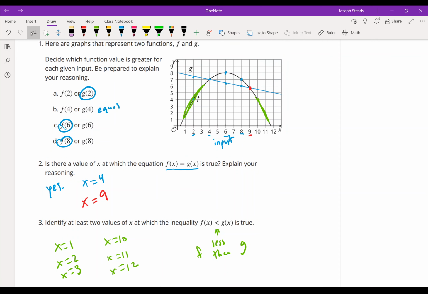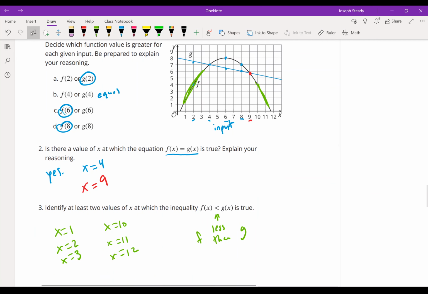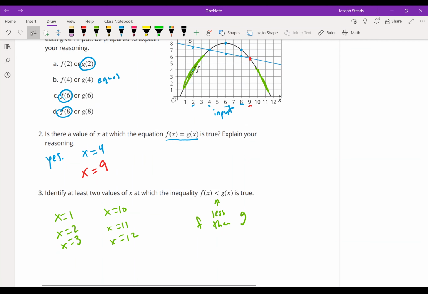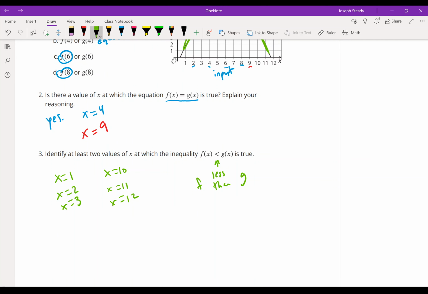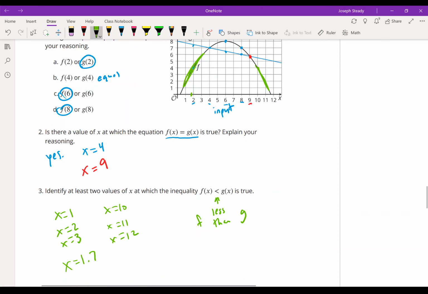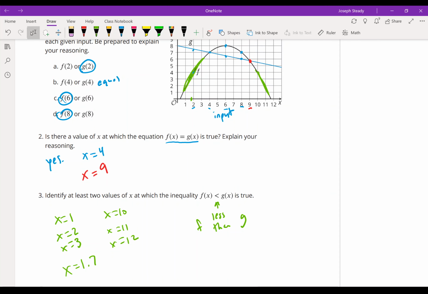Remember, you don't have to use just whole numbers here because these functions are continuous. We can use decimals. So if you really wanted to be fancy about it, you could also say, hey, x could be like 1.7, right? That's right around here, where f is still definitely less than g. So you have tons of options for this third one, but I just picked out some of them.